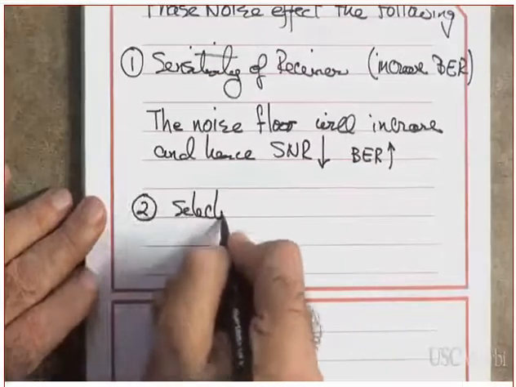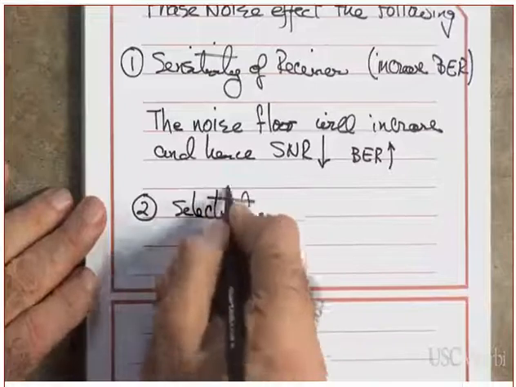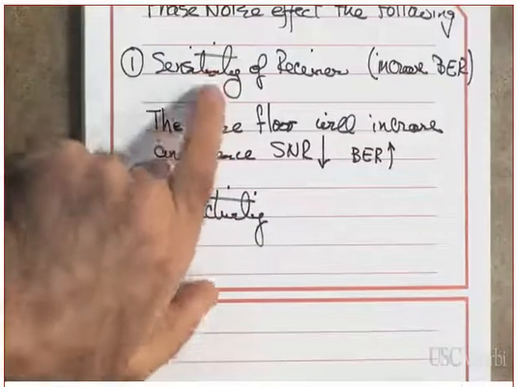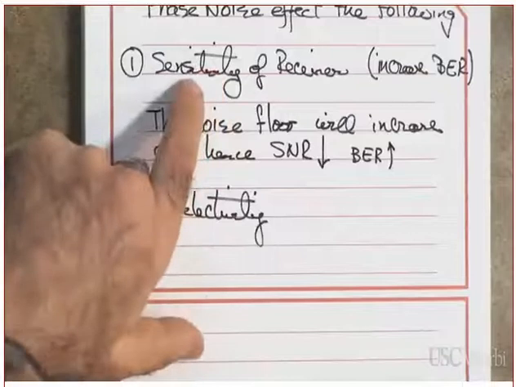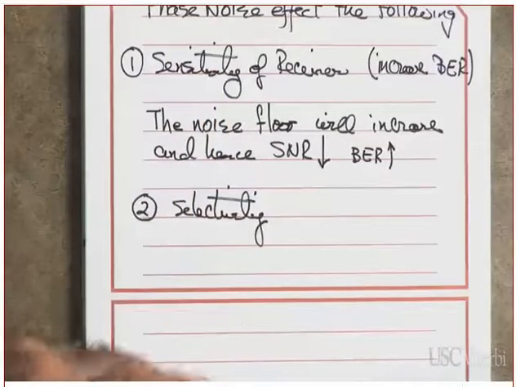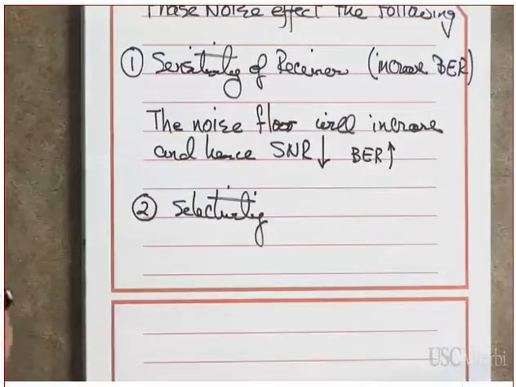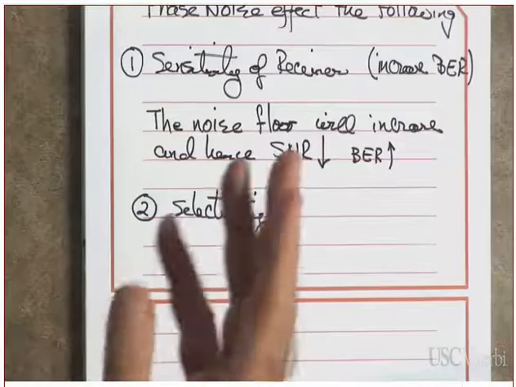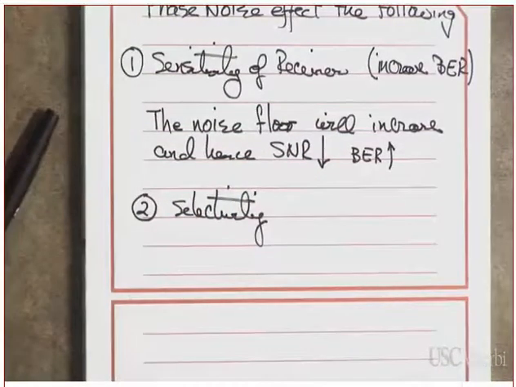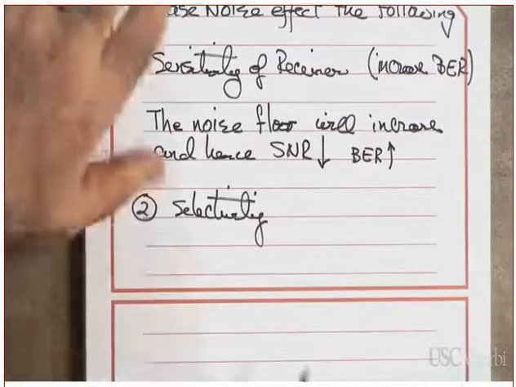Second, selectivity. What is the difference between sensitivity and selectivity? It might look like the same word, but this is sensitivity and this is selectivity. What is selectivity of? Of the channel, of the desired channel. Did you understand or not? It is the ability of the receiver to select the desired channel among other channels. Clear? How is that done?